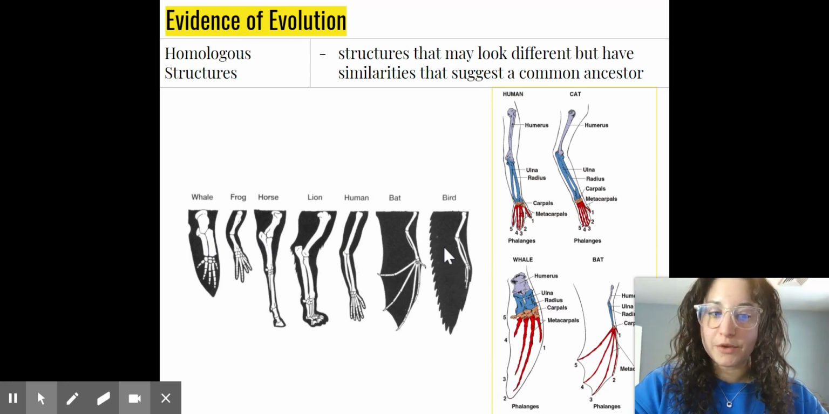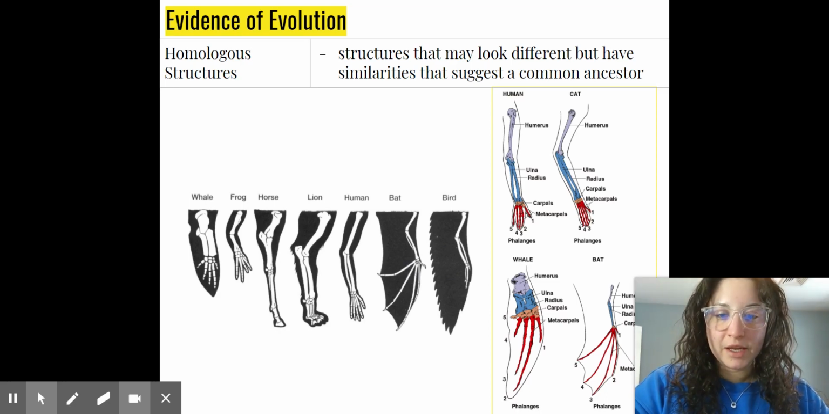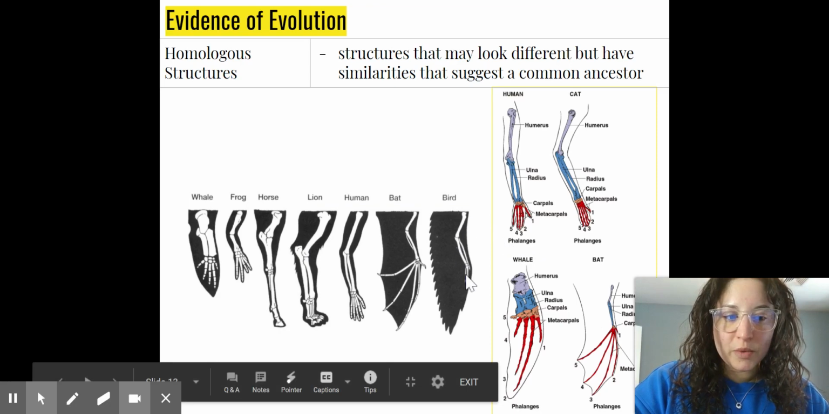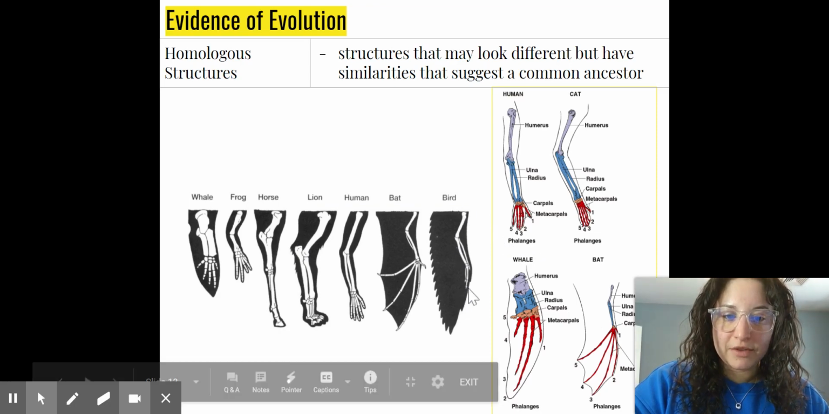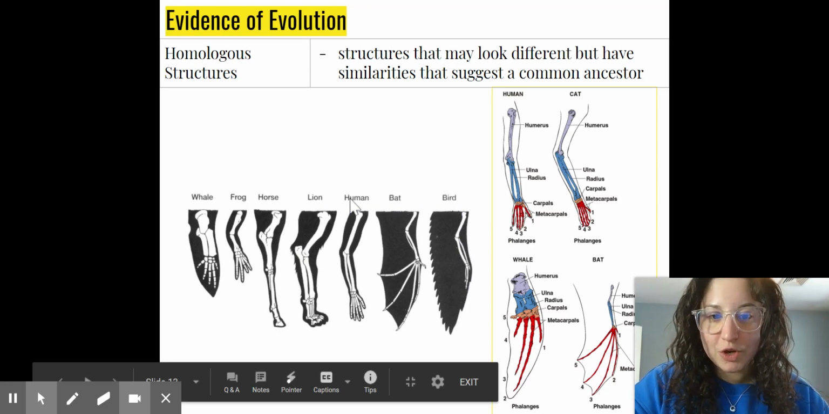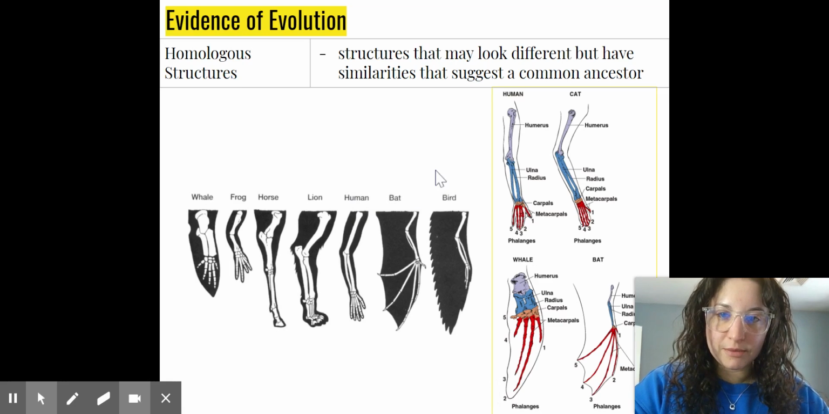What it's also showing you is that bats should be more closely related to humans, lions, horses, frogs, and whales than a bird. So if you think about it, bats have wings, birds have wings, so you would think that they're closely related to each other. Bats are mammals. Their bone structure looks more similar to that of these other mammals over here. And then the bird wing structure, their bones look very, very different. So that's one way that we're able to tell that bats are more closely related to humans than they are to birds.